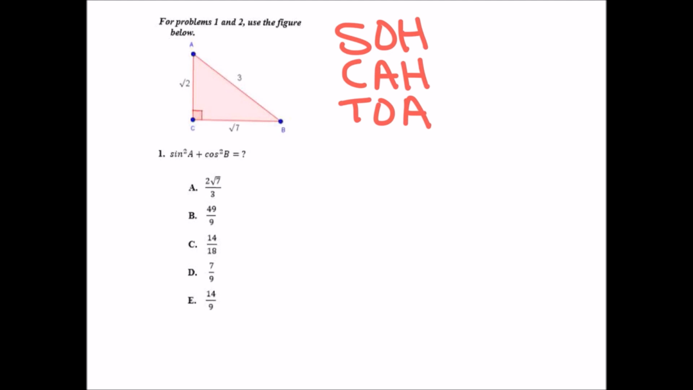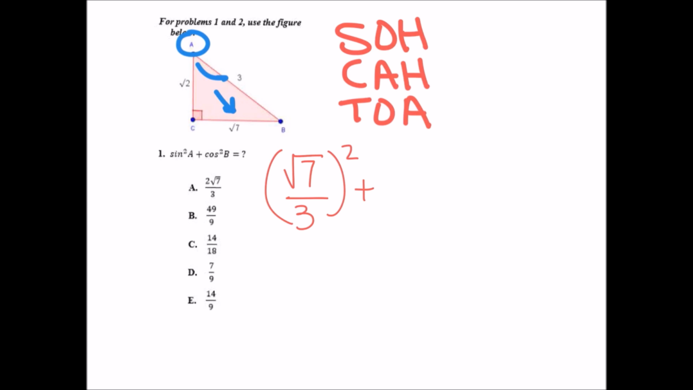Problem 1 is a trig problem. It says the sine squared of A plus the sine squared of B. What is that? Don't forget, it's all about SOHCAHTOA with this kind of problem. So it's the sine squared of A. Here is A. The sine of A is opposite over the hypotenuse. So that is radical 7 over 3, but they want that squared, plus the cosine squared of B.